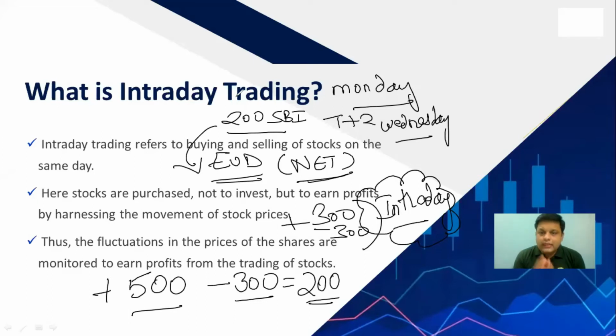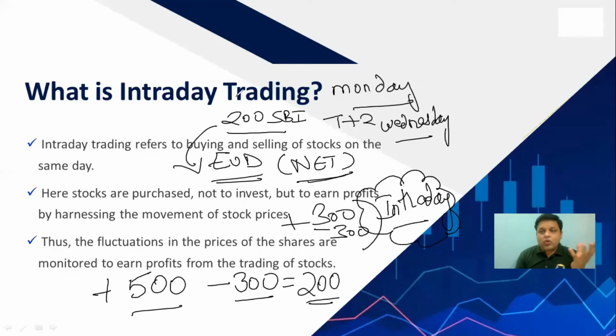Sandeep, no issues. Understand, if I buy something, I will get the delivery of that share after 2 days. But the calculation of what kind of delivery I am going to get is done on the net basis. And what is the meaning of net basis? Suppose I have bought something and sold something, so I have to adjust for that.